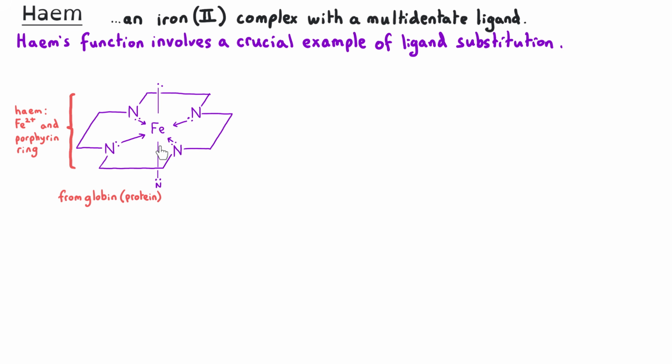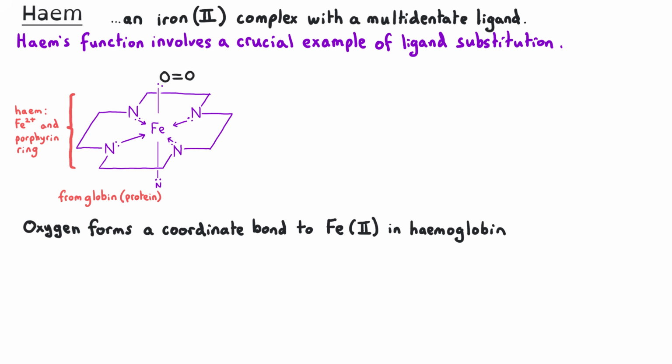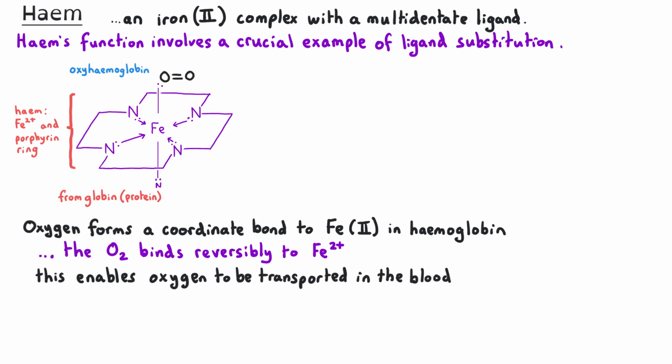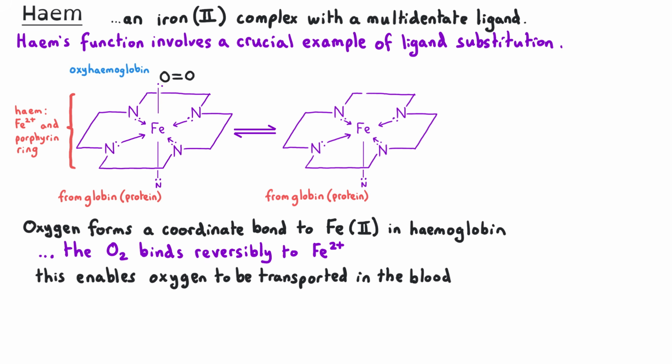This one going downwards is to a protein called globin, which is how hemoglobin gets its name. And the coordinate bond going upwards is actually to an oxygen molecule. And this makes up hemoglobin, which is the structure where we've got oxygen at the top. And this oxygen binds reversibly to the iron 2+. That's really important because it allows the oxygen to be transported in the blood, and then the coordinate bond breaks, releasing the oxygen so it can be used in aerobic respiration.